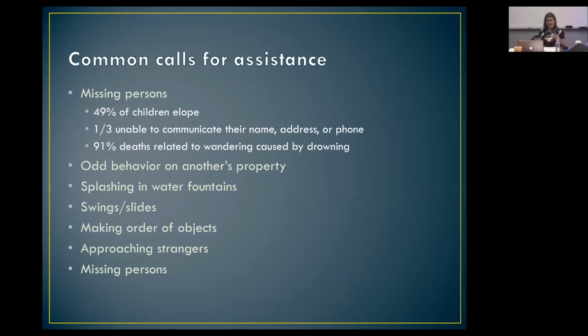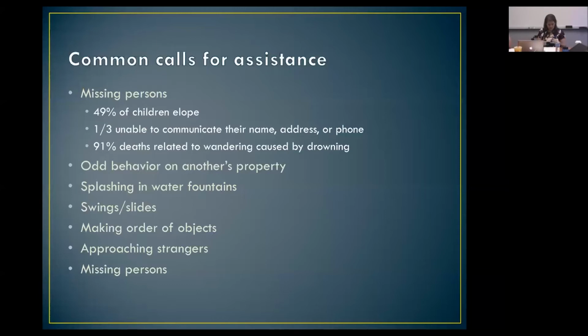Oftentimes there's that need for order, and so there are typically calls about somebody on the spectrum making order in a grocery store, if there's a display where things are backwards or not the way they want them. You can imagine that might turn into someone trying to steal something. You might get called about a shoplifting complaint. And then again, the missing persons.